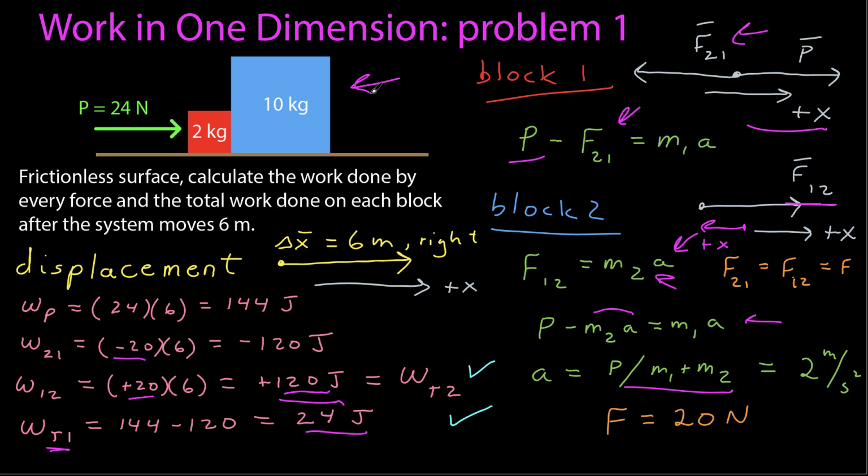Also, what about the other way to calculate net work for mass 1? What is the total force on mass 1? The pushing force was 24, the other force was 20. That means the net force was positive 4, times 6 meters to the right is 24 joules. That is also consistent.